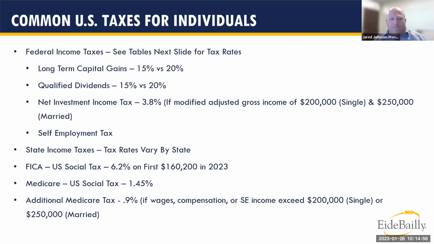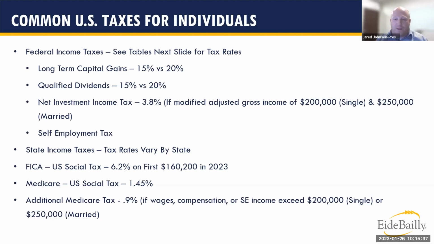State income tax is another tax that comes up a lot. We have 50 states in the United States. Each one has its own tax rules and laws, and they vary by state. Just to give you an idea, California's maximum tax rate is 13.3% on income over $1 million. Colorado's max tax rate is 4.4%. Florida doesn't have an income tax. So you can see how it can vary from state to state.